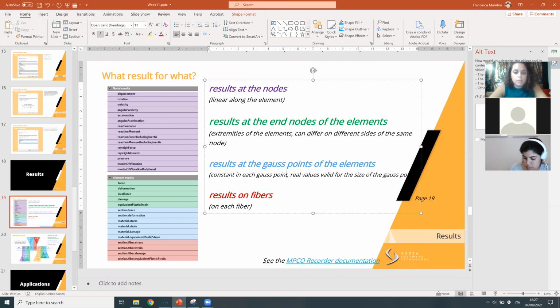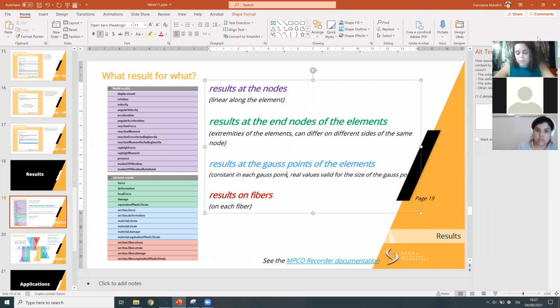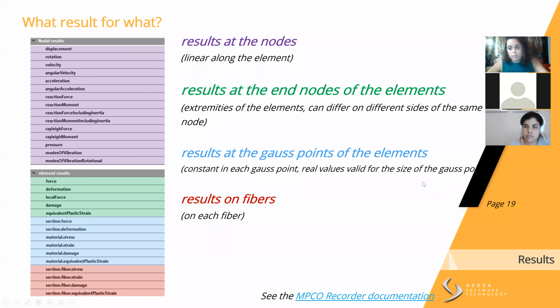In each Gauss point, they are real values that you find, and they're valid for the size of the Gauss point. So they're not valid outside of that size. And you will see there's an extrapolation if you have, for example, a volume or a face, and you have a Gauss point in the middle. What you see in between the internal Gauss point and the boundary Gauss point, let's say, is an extrapolation of the result.